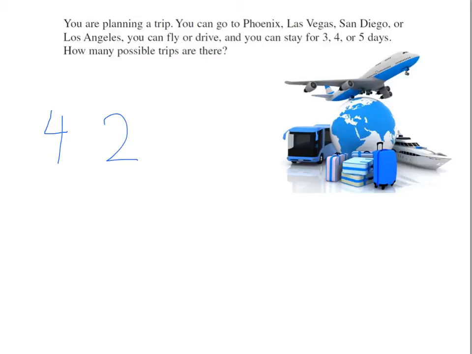And then this last part, be careful. This one can be tricky. You can stay for 3, 4, or 5 days. Now I'm not going to multiply by 3, 4, and 5 altogether. No. What I have are 3 different options for how long I can stay in these cities. So, I could stay for 3, 4, or 5 days, which means I have a choice of 3 different amounts of time. So I just have to multiply 4 times 2 times 3. Alright, well what is 4 times 2 times 3? That's right, it's 24. So therefore I have 24 trips possible.